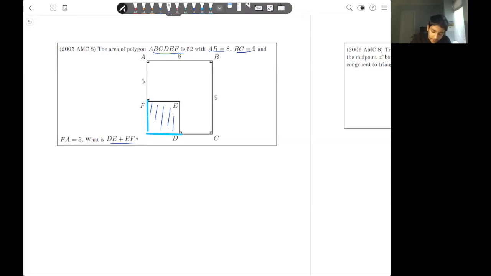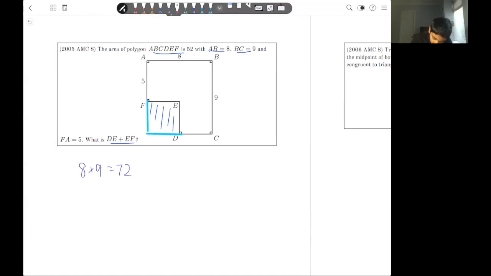So what is the area of this big rectangle? The area of this big rectangle is 8 times 9. The area of the big rectangle is just 72, right? Okay, so now what's the area of this part that we cut off? Well, in order to find the area, we have to find the height and the base. So now we know the area, so let's see how we can do from here.